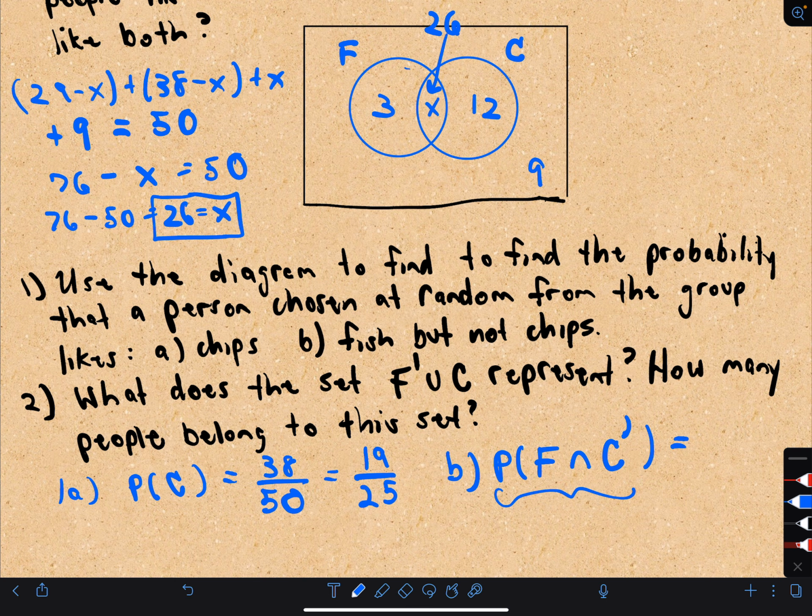Well, the number of people that like fish but not chips, we said that was equal to 3. And again, out of a total of 50 people. So that's the probability that a person at random likes fish but not chips.